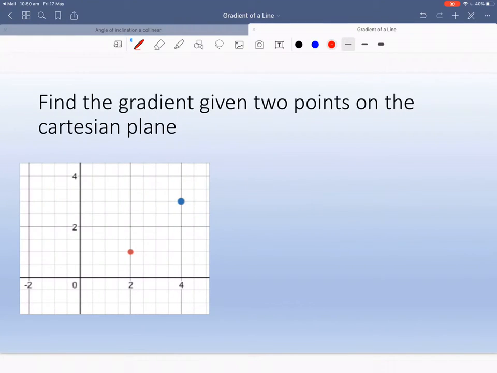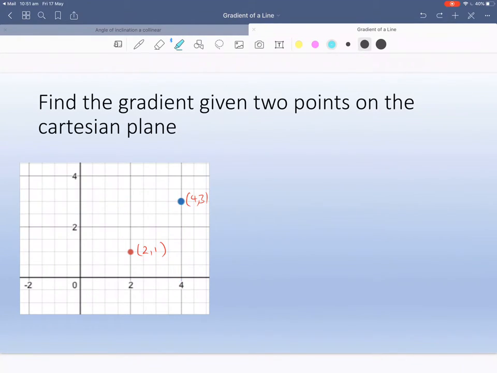All right, now let's find a gradient. What are these two points here? Well, let's look at them. It's (2, 1), because x and y, and this one will be (4, 3) it looks like.